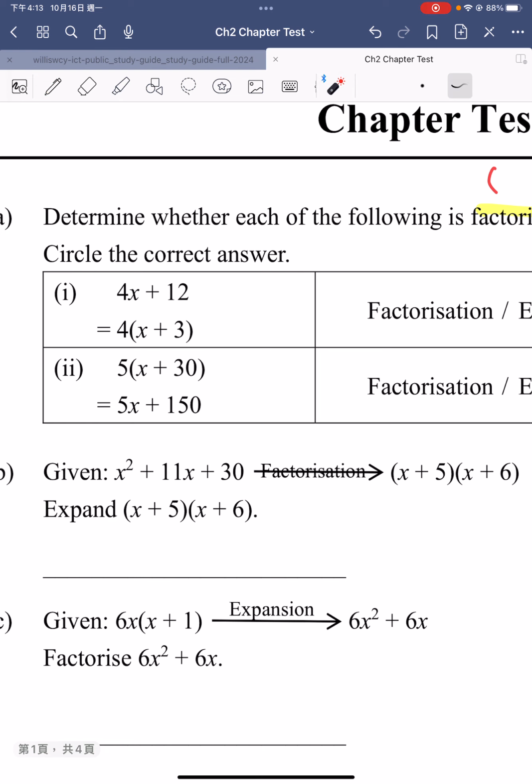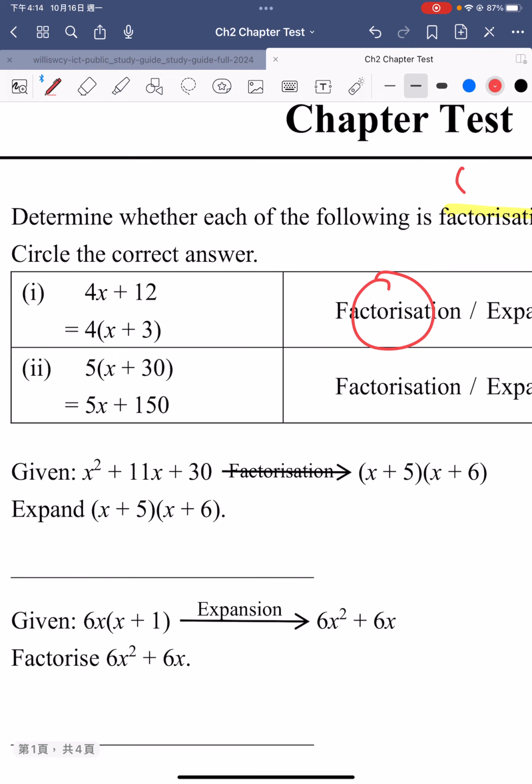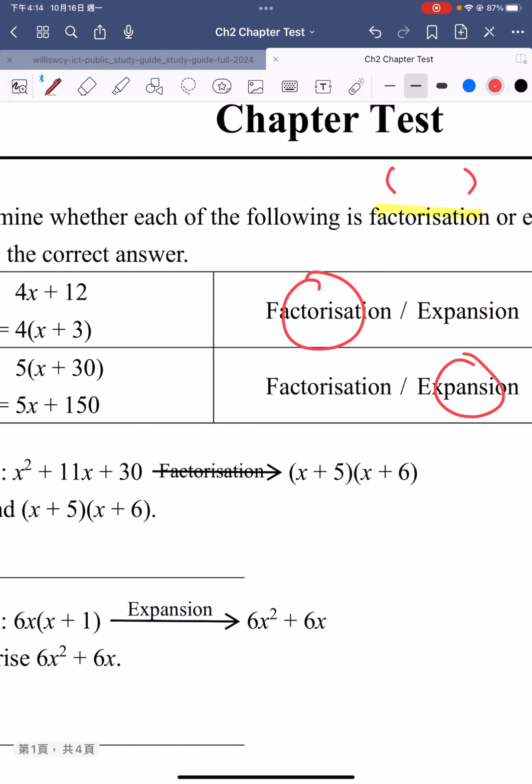So first of all, in the first question, we're actually taking out 4 as the common factor, and then you're adding the bracket, so that's going to be the factorization. And for the second one, before we got the bracket, and after that, we don't have the bracket. So if there are no brackets, it means that you are doing the expansion. So for the second question, it's going to be expansion.